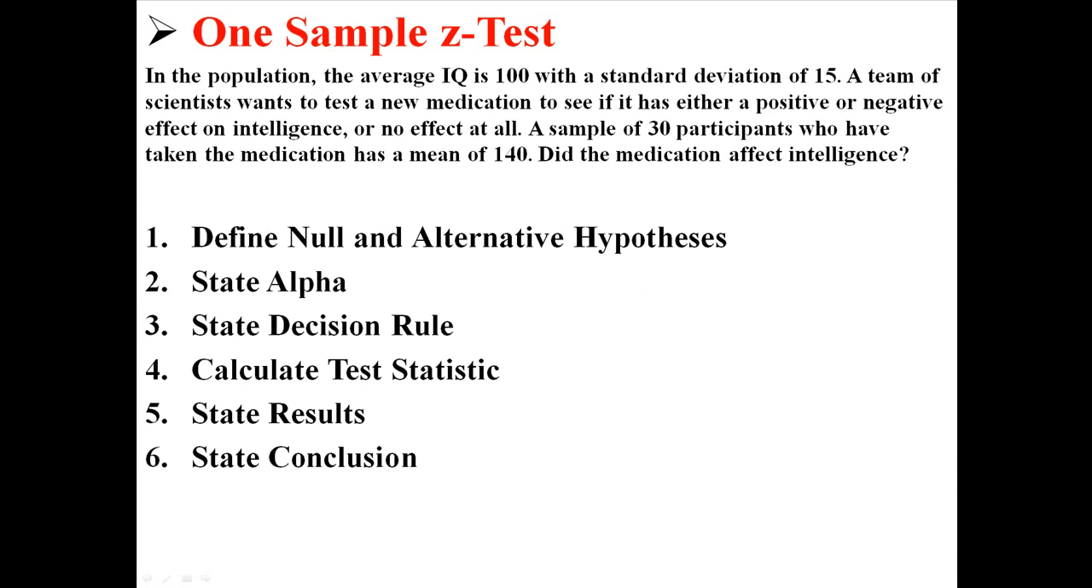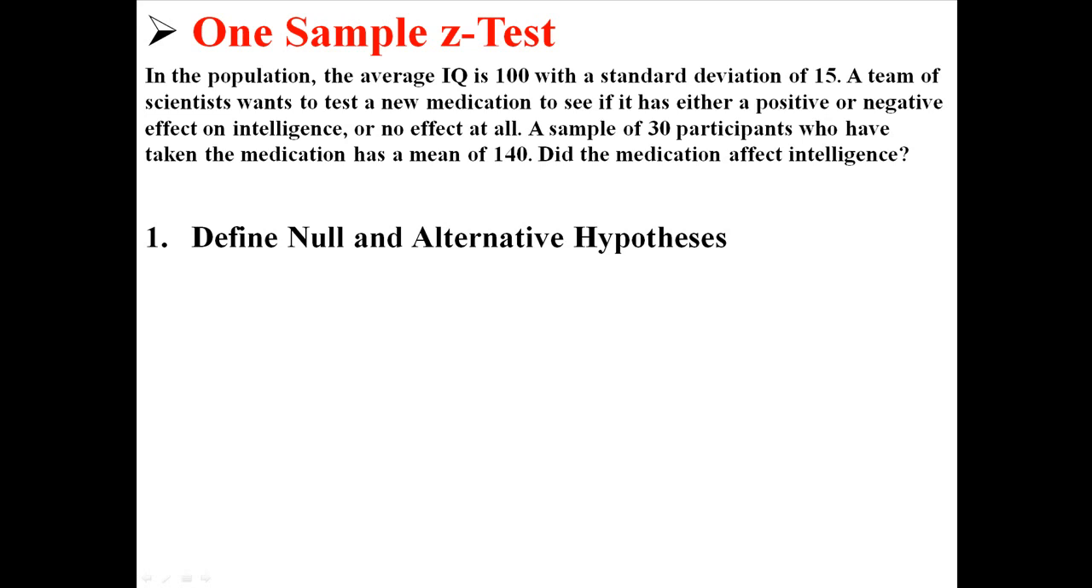So here's our example, and there are 6 main parts to doing this test. It might be different depending on your teacher or class, but just realize that by doing these 6 steps, we'll get to the same rule and go through all the same processes. First, we're going to define our hypotheses. Then we're going to state our alpha level. We're going to state our decision rule, calculate the test statistic, state our results, and then state our conclusion.